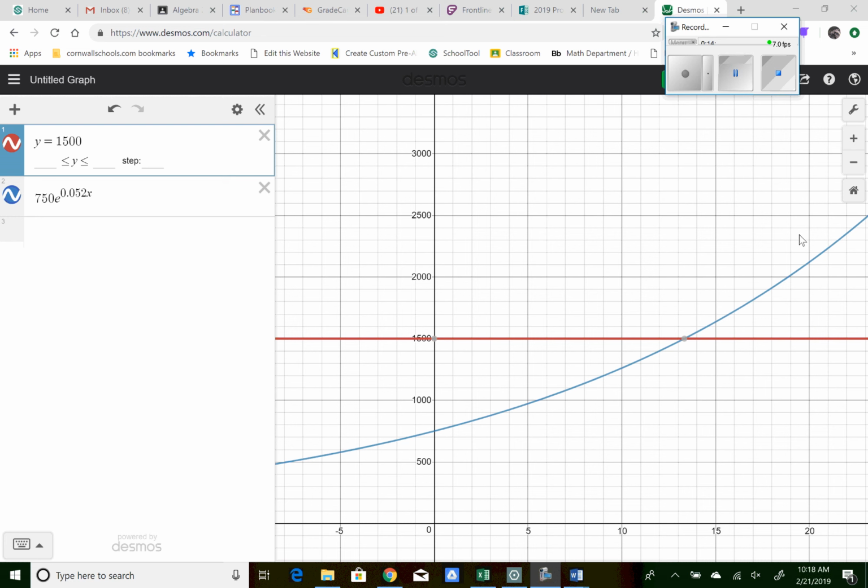And on Desmos, it's really easy. I could just hover over this point and I see how many years it takes. On your calculator, you have to use the intersect button to get there, right? So it takes 13.3 years.